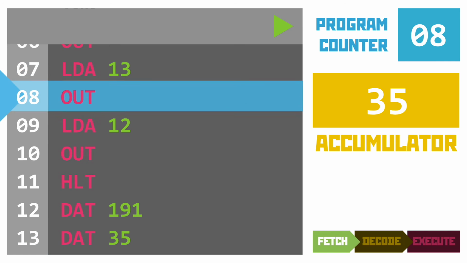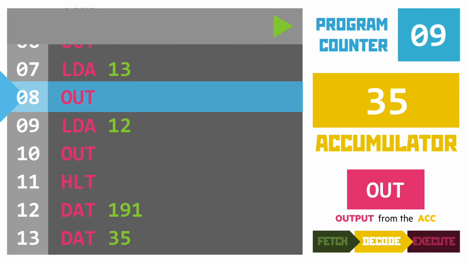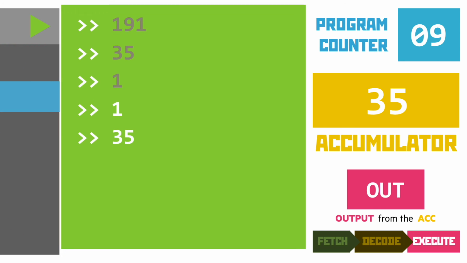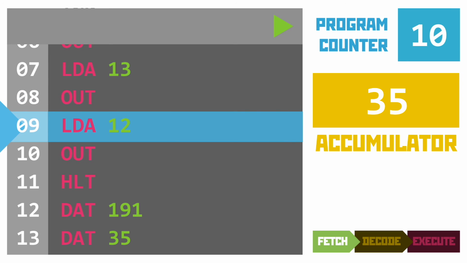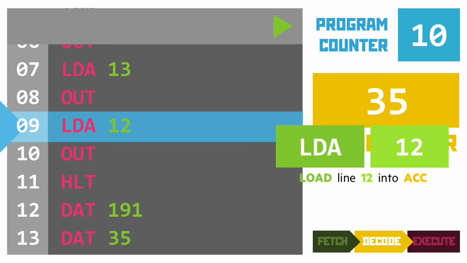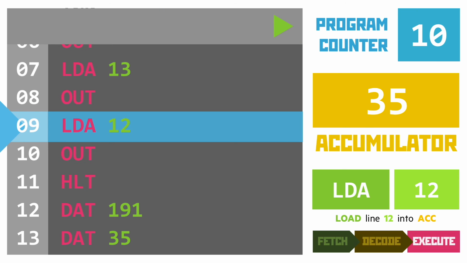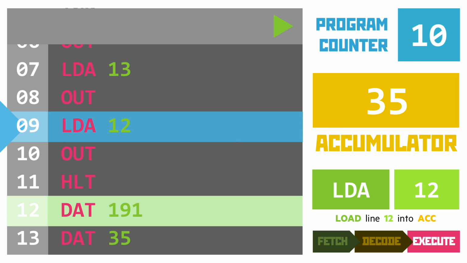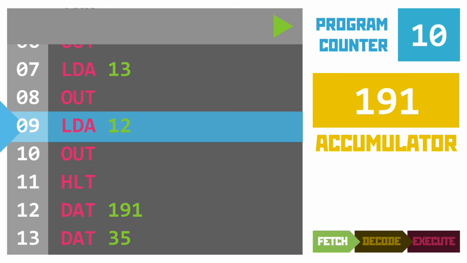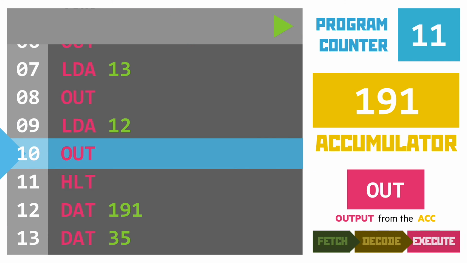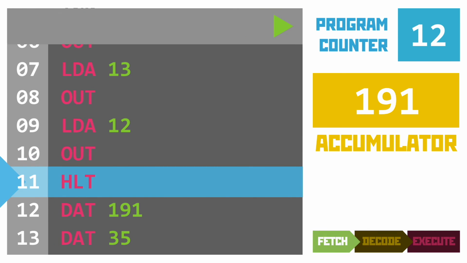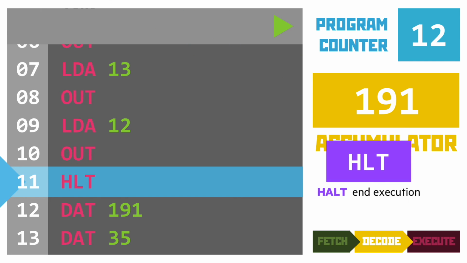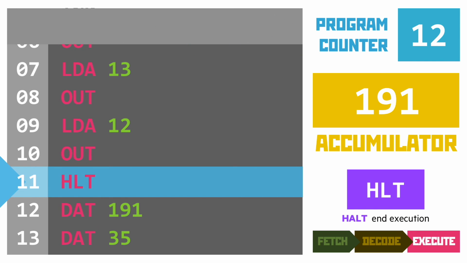Fetching the next instruction gives us an output instruction. The value in the accumulator is 35, so that's what appears on the screen. Fetching instruction 9 gives us another load instruction. This time it's going to load from memory location 12 into the accumulator. What's in memory location 12? It's data, and has the value 191, so that is copied into the accumulator. Yet another output instruction next, and with the value 191 in the accumulator, that's what ends up being put on the screen. The instruction for us to fetch on line 11 is the mnemonic HLT, which we know means halt. It stops the fetch, decode, execute cycle and stops the program.